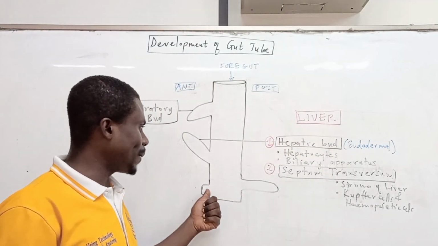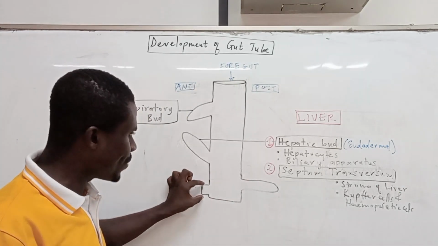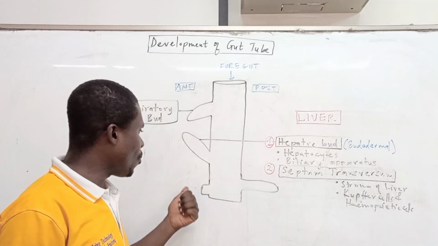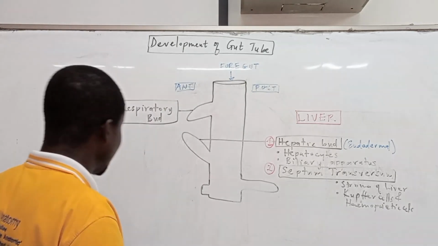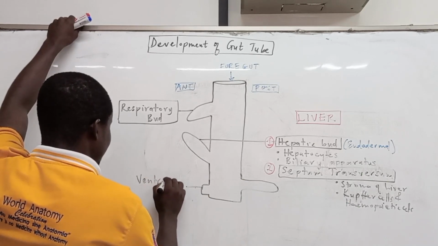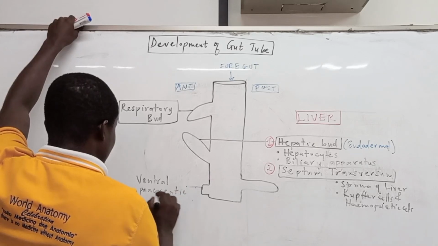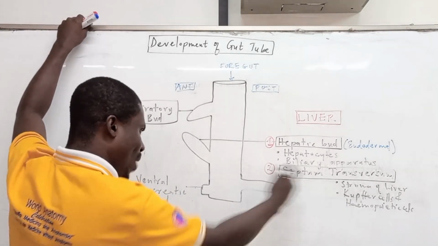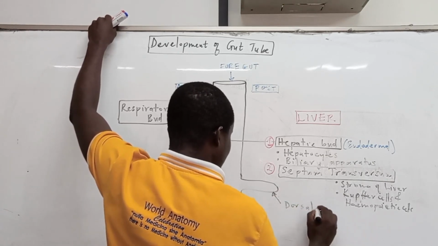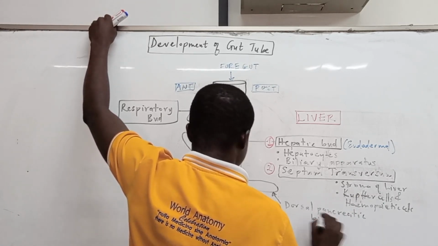Now, this guy over here will be giving rise to the pancreas. And I want you to appreciate that the pancreas has two of them, two things. So one over here, one here. The one in front here, because in front is ventral, is known as the ventral pancreatic bud. And then the one behind is to the dorsal aspect, which we call the dorsal pancreatic bud.